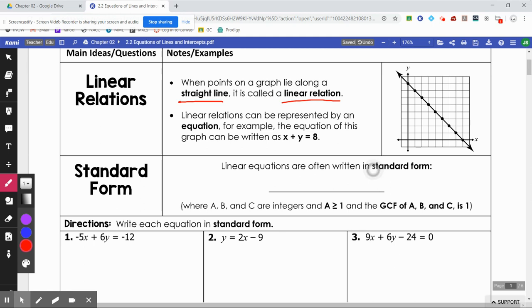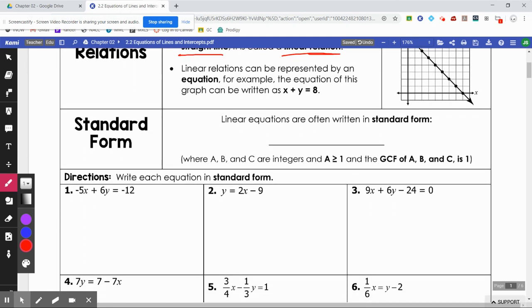And since it is a relation, remember that relations can be represented with a set of points. It can be represented with a table, and we could do it with a graph. We could do it with an equation, which is what they've done here. Linear relations can be represented by an equation. For example, the equation of the graph over here at the right can be written as x plus y equals 8. And that's what we're going to be talking about: how can I take a line and write it as its equation.